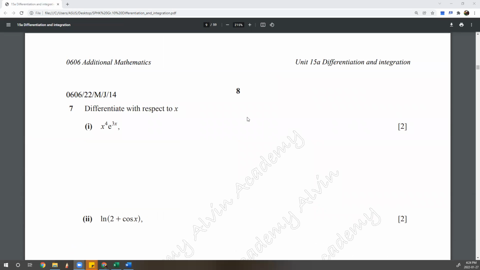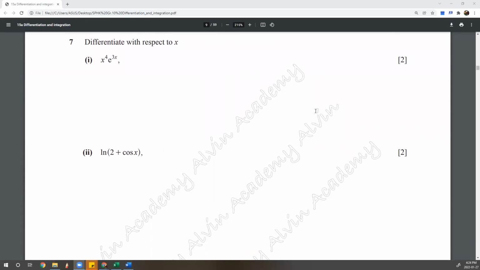Another 7. Differentiate this. We use the product rule. What is the product rule? u'v plus uv'. I already preserved the formula.